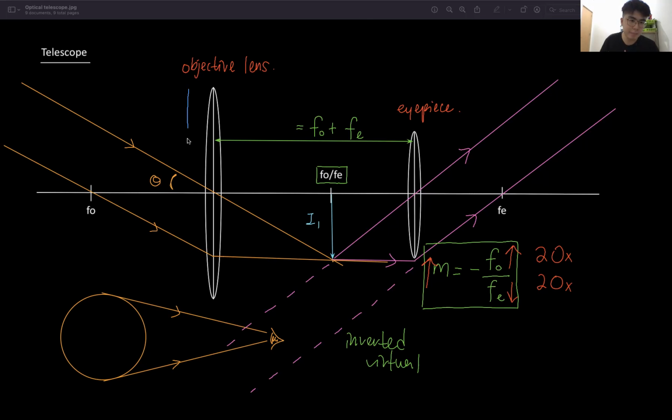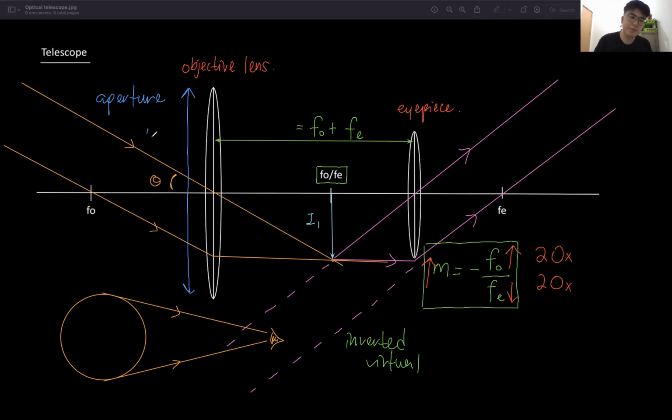That means the length measured from top to bottom, the length of the lens. This is called the aperture. The larger the aperture, meaning that more light can come in.